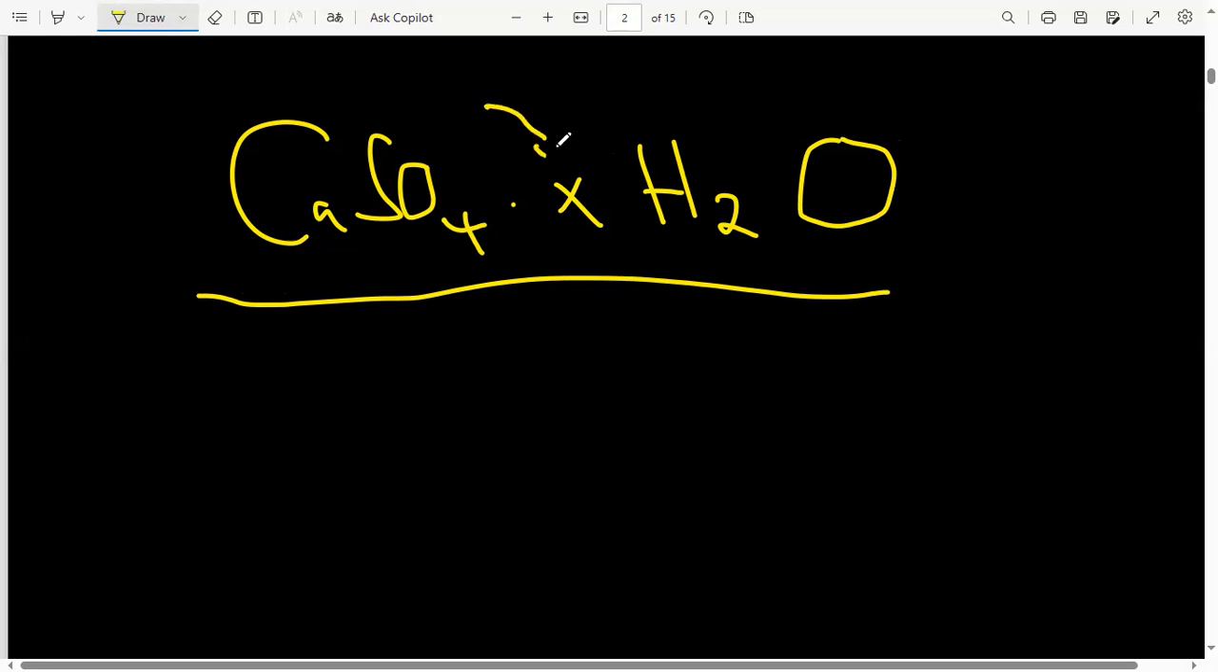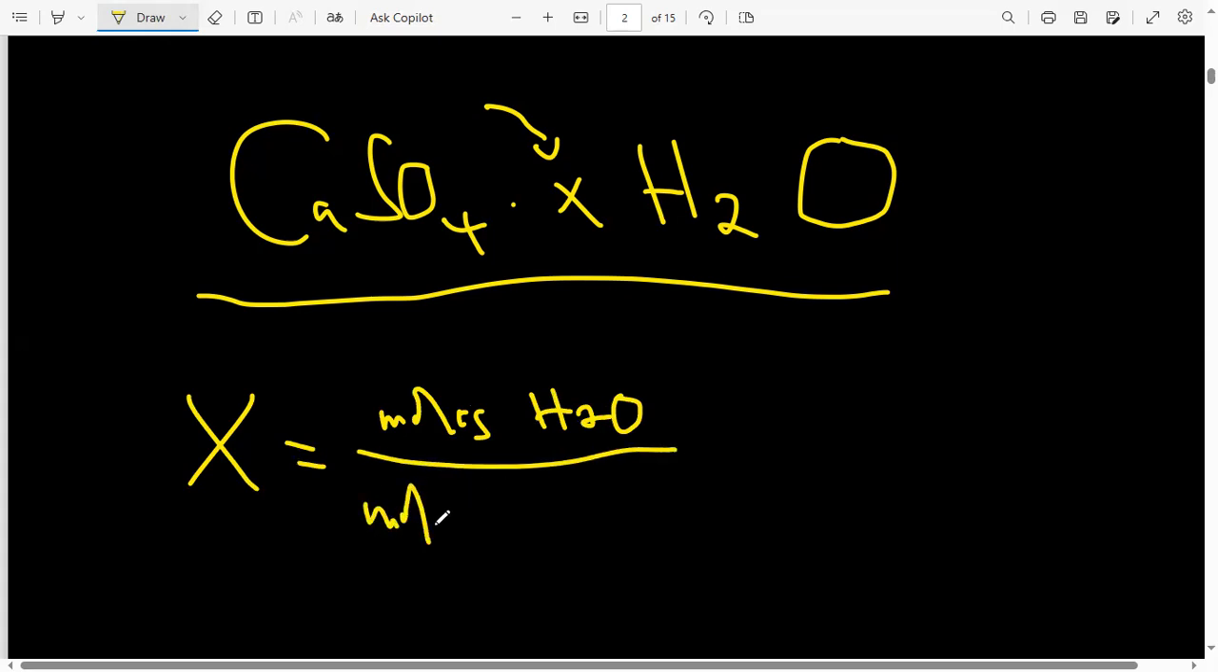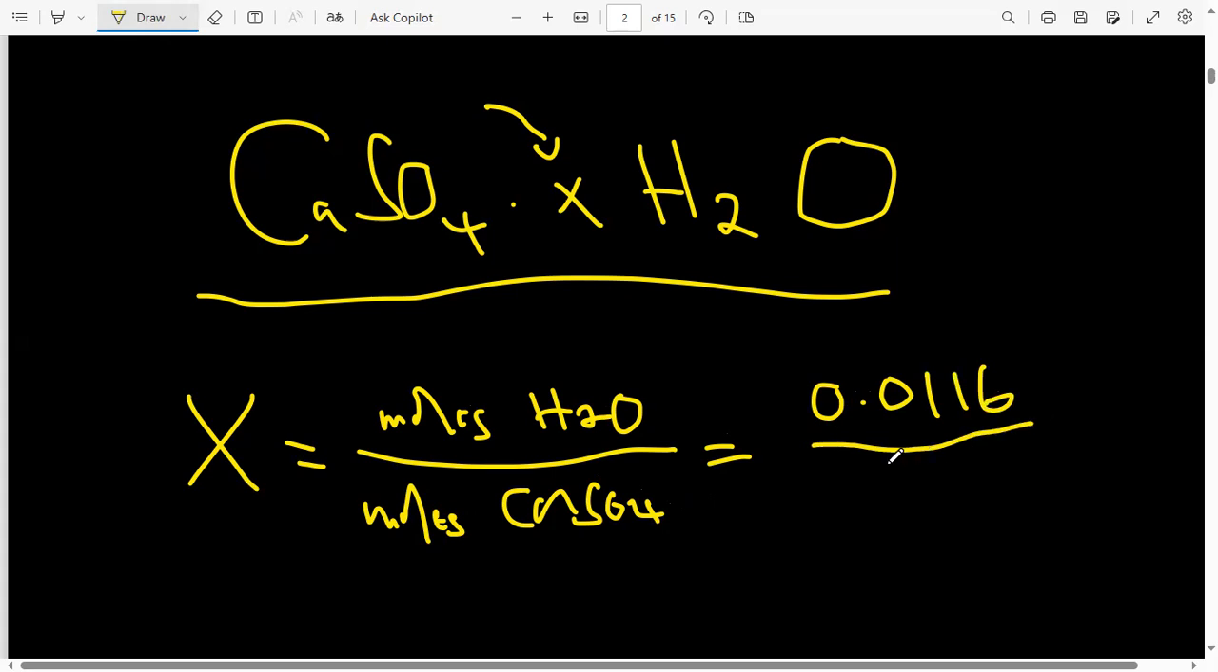So how can we find the value of this x? That would be the actual formula. The value of x is found by dividing the moles of water by the moles of calcium sulfate. So x is equal to the moles of water, H2O, divided by the moles of calcium sulfate. The moles of water we found were 0.0116, and I divide this by the moles of calcium sulfate, which we found was 0.00581. So this will be your value of x.